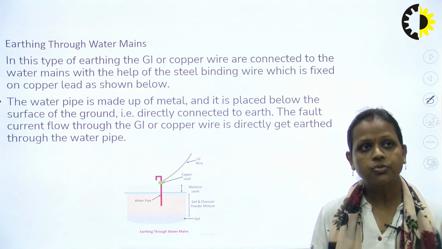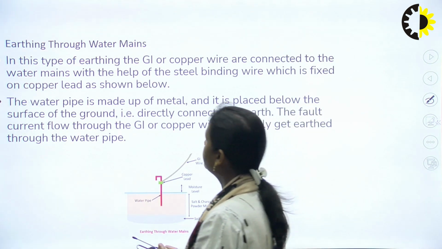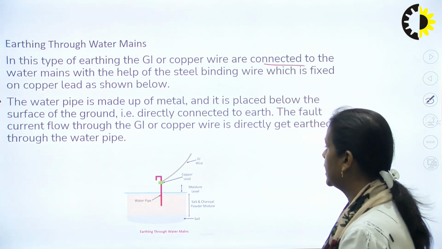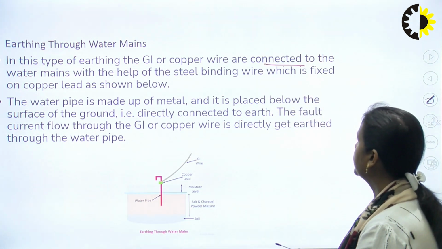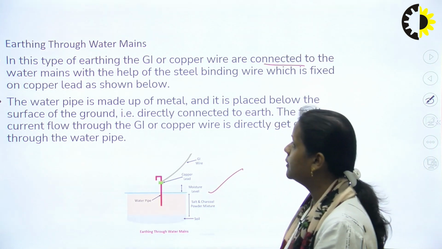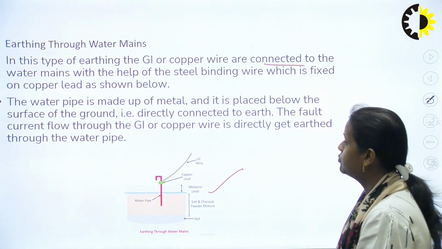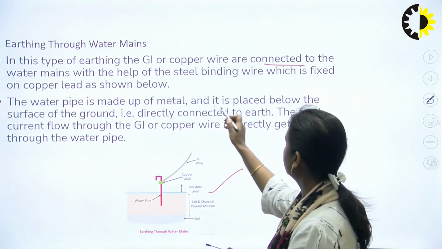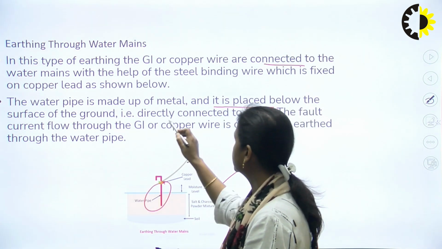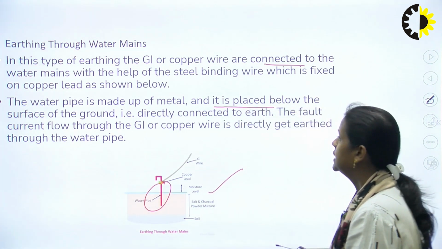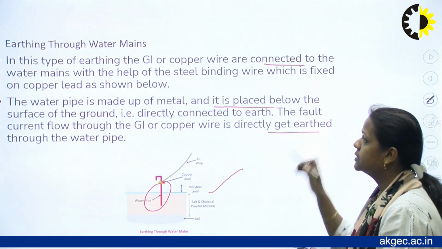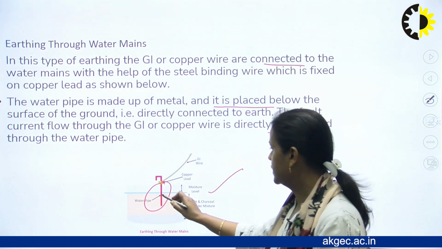So now earthing through water mains. In this type of earthing, the GI or copper wire is connected to the water mains with the help of steel binding wire, which is fixed on a copper lead as it is shown in this figure. The water pipe is made of metal and it is placed below the surface of the ground, directly connected to earth. The fault current flowing through the GI or copper wire gets directly earthed through the water pipe, right? Here we can see the water pipe.